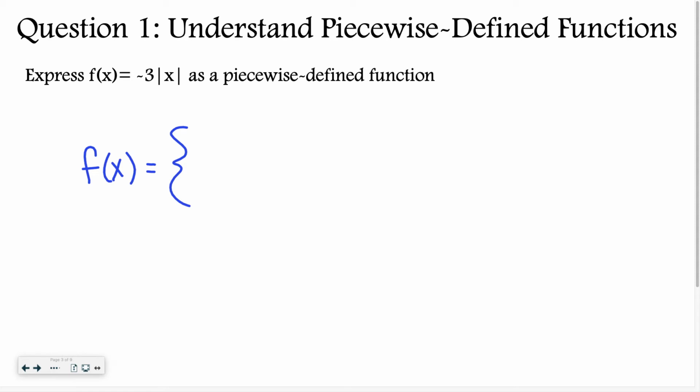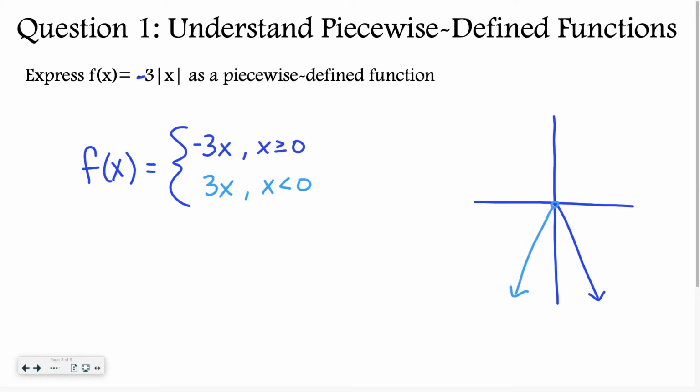But pay attention, we have a negative 3x, or negative 3 times the absolute value of x. So think about how if we have negative, it flips, right? So what would that equation look like? Or those equations? Good luck.